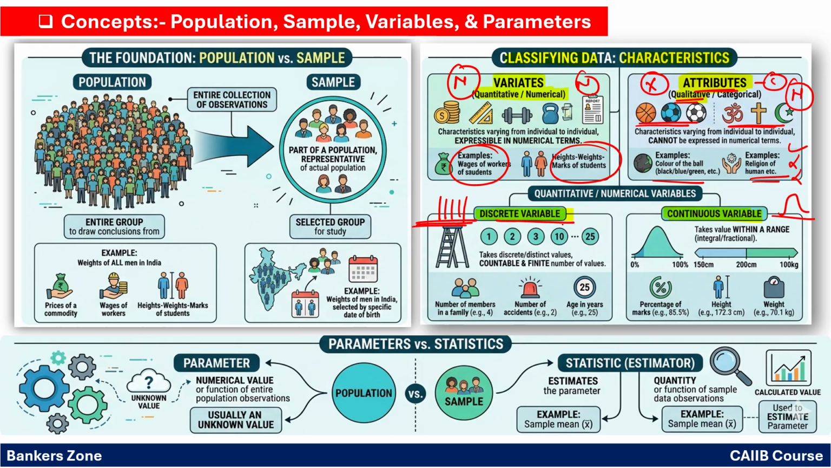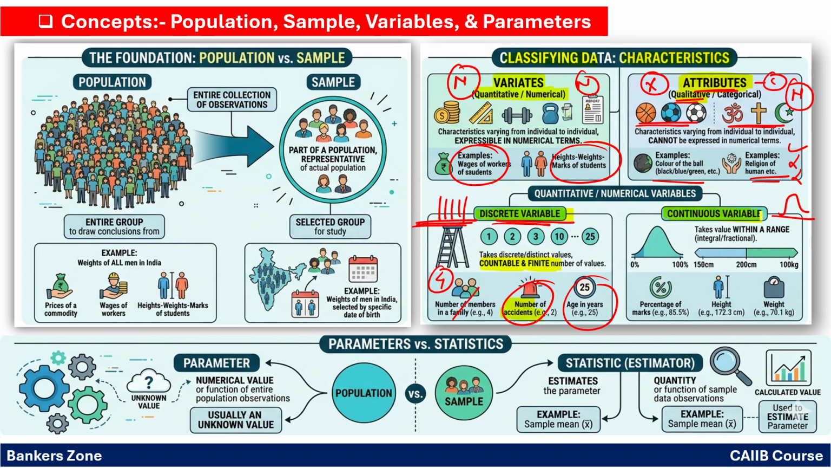So discrete means, for example, the number of members in your family, obviously it will be 4 or 5. The number of accidents that happen can be a definite number. Age in years is a definite number, right? It is a discrete variable. So one thing you remember, a discrete variable is always countable and finite. You cannot say my age is 22.5 or 22.375. How many accidents happened? You cannot say 3.5 accidents happened, right? That means it is giving a countable and finite number.